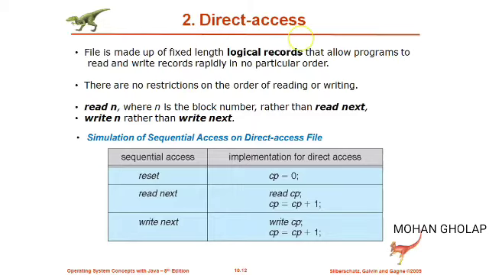So here you can perform a particular read operation without following any order. You can directly arrive at a particular block and perform the read operation. That is what direct access is. There are no restrictions on the order of reading or writing. Here again, for read and write we have the system call read followed by a number n, where n is the block number.